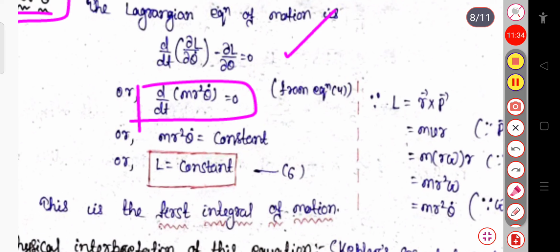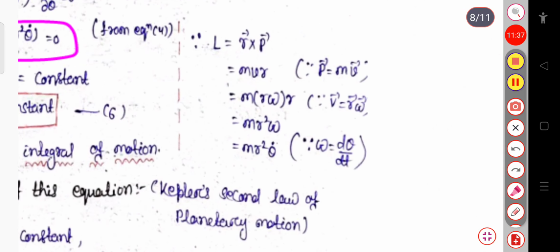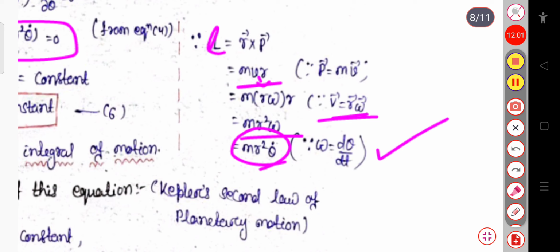Or you know, the angular momentum can be written as r cross p. In place of r cross p, you know p equals mv, that is the linear momentum. So that will be mv here. Or v equals r ω, we can write v equals r ω, that will be m r² ω. Again ω can be written as dθ/dt, so that will be m r² θ̇. You can write this as your small l, so that you will not confuse the Lagrangian and the angular momentum. So here m r² θ̇.